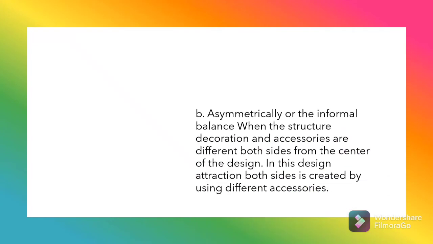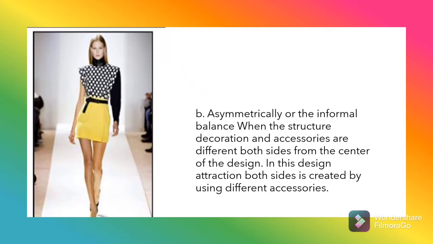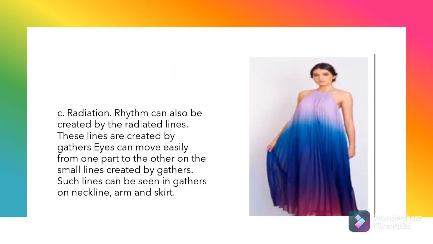The second type of balance is the asymmetrical or the informal balance. When the structure, decoration, and accessories are different on both sides from the center of the design. In this design, attraction on both sides is created by using different accessories. Next, the third type of balance is radiation. Rhythm can also be created by the radiated lines. These lines are created by gathers. Eyes can move easily from one part to the other on the small lines created by garments. Such lines can be seen in gathers of neckline, arm, and skirt.